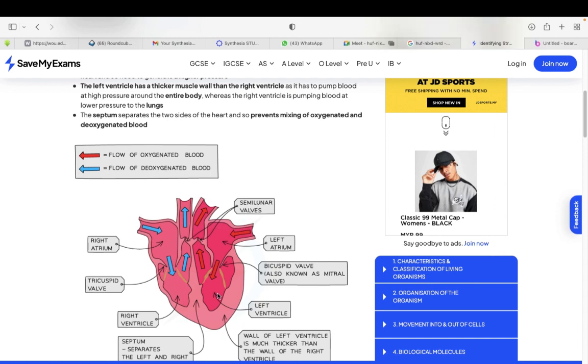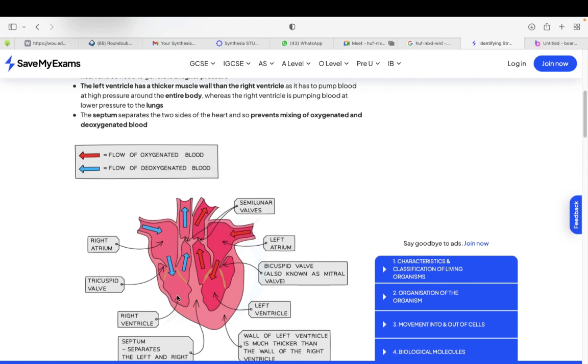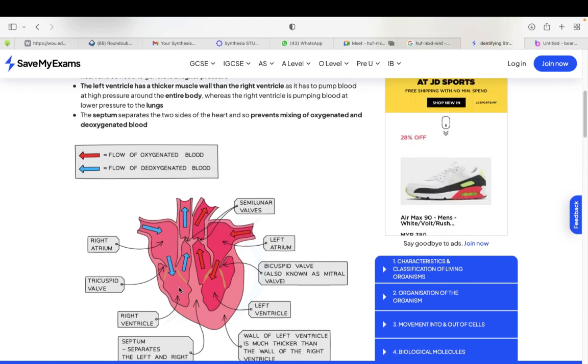We say the right one only needs to pump blood at lower pressure to the lungs. The right ventricle only needs to pump blood at lower pressure, not high pressure, because it's sending blood only to the lungs. So it doesn't need to be high pressure, and it's sending it through the pulmonary artery to the lungs.